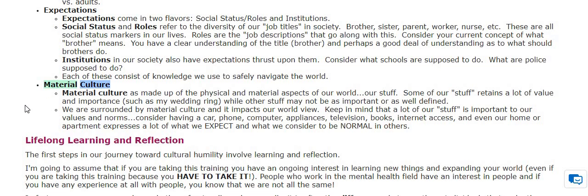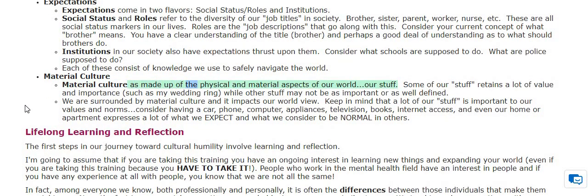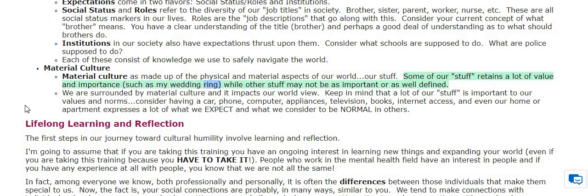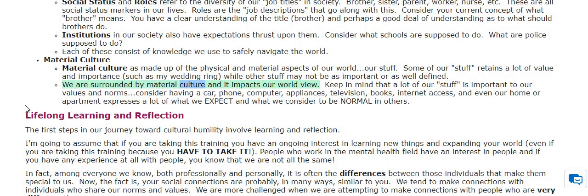Material culture. Material culture is made up of the physical and material aspects of our world, our stuff. Some of our stuff retains a lot of value and importance, such as my wedding ring, while other stuff may not be as important or as well defined. We are surrounded by material culture and it impacts our worldview.